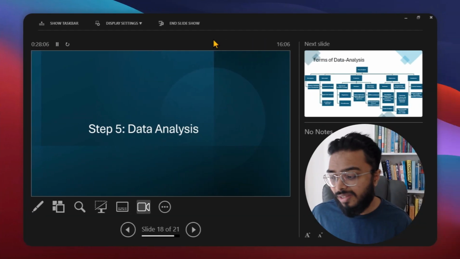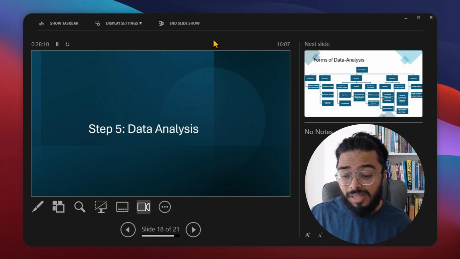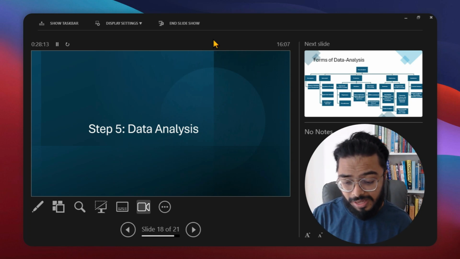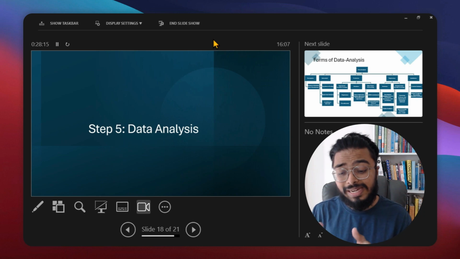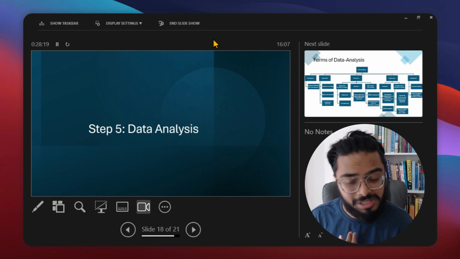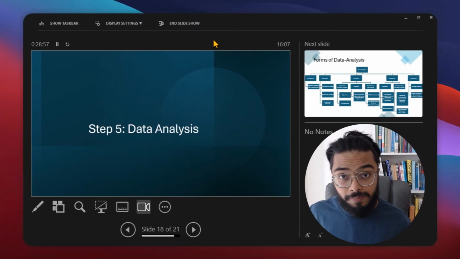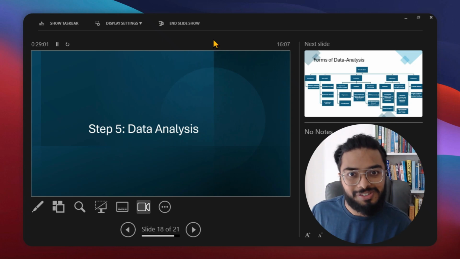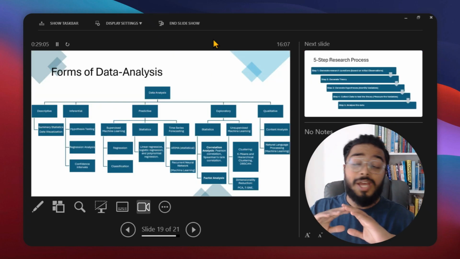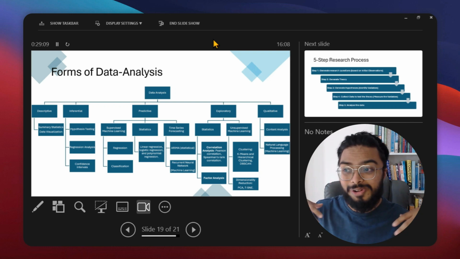Now the final thing is to analyze the data. That's the final step, because now that you have data in your hand, it's time to find out what it actually means. So let's move on to data analysis. Okay, so you have now collected your data and now it's time to make sense of it. Now there are a lot of different types of data analysis, if you have not known already.